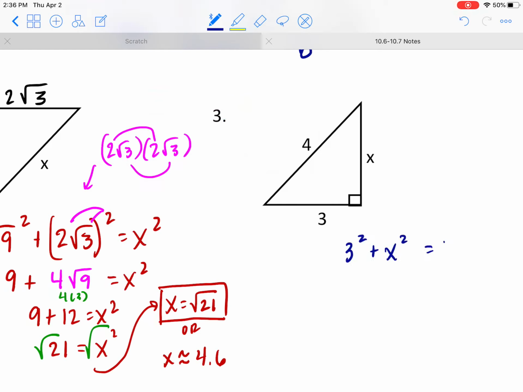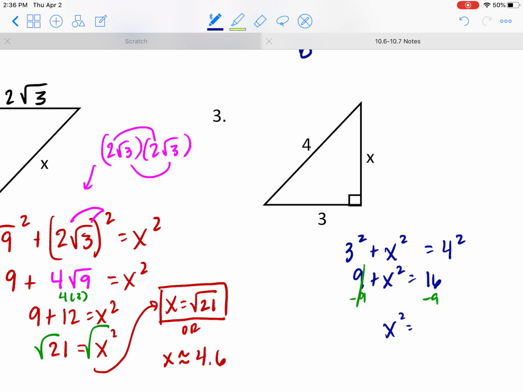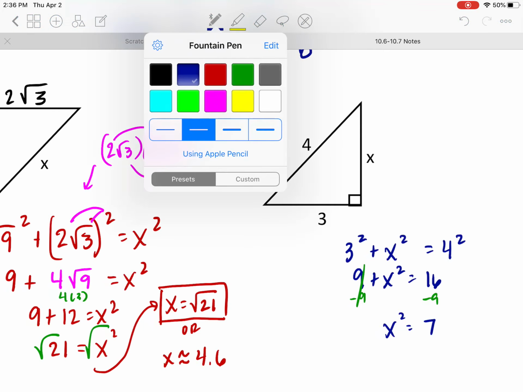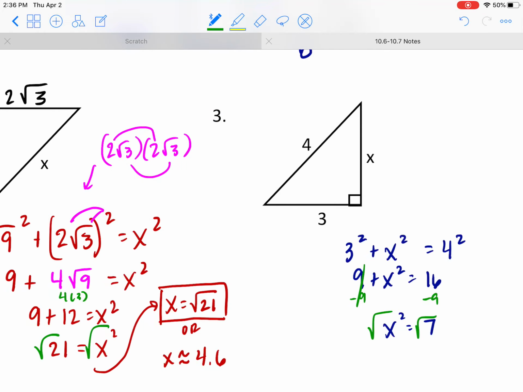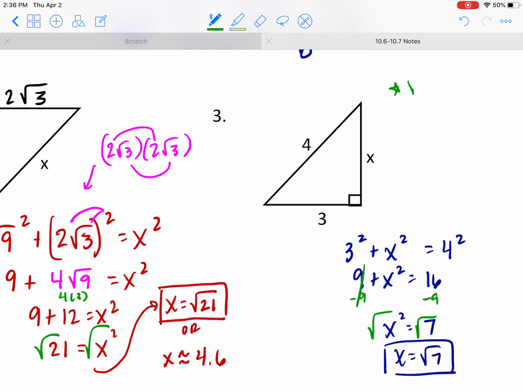Okay? All right, here we got another one. If you want to try it out, feel free to pause and give it a shot. But this should be 3 squared plus x squared, or vice versa, equal to 4 squared. So 9 plus x squared equals 16. If we subtract the 9 from both sides, that gives us x squared equal to 7. And then we can take the square root to get rid of the square, and that gives us x equal to the square root of 7, again, is our exact answer.